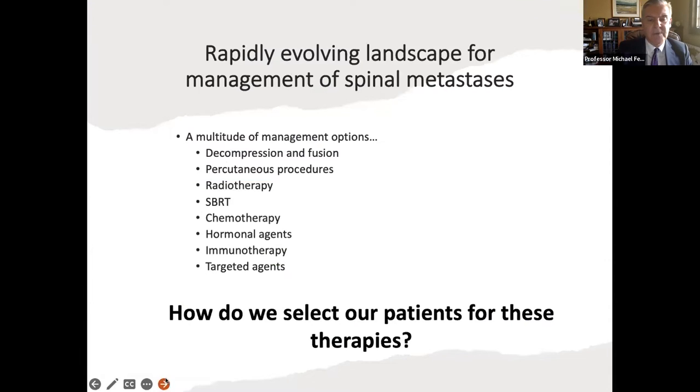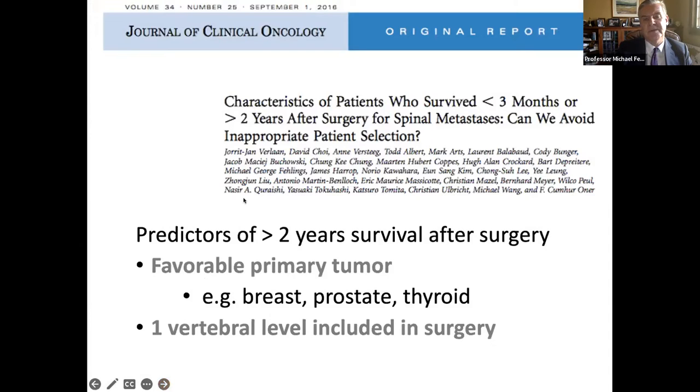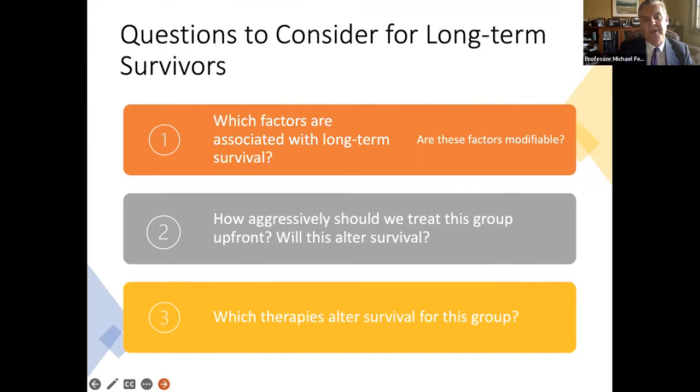So we have a rapidly evolving landscape with a multitude of treatment options as shown here. And then how do we select the patients for these therapies? This is really where the judgment comes in. So who are the longer-term survivors? And this is this paper, we were privileged to be part of this group. This is JJ Verlan from the AOSpine Tumor Knowledge Forum. So predictors of greater than 2 year survival after surgery are a favorable primary tumor, breast, prostate, and thyroid, and oligometastatic disease with one vertebral level involved. So these are the ideal patients.